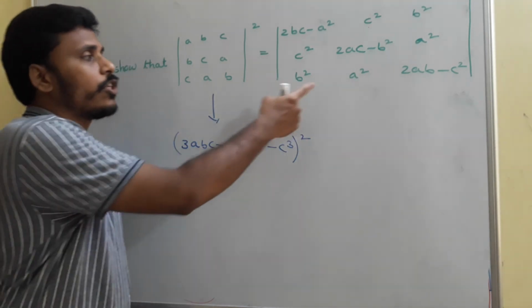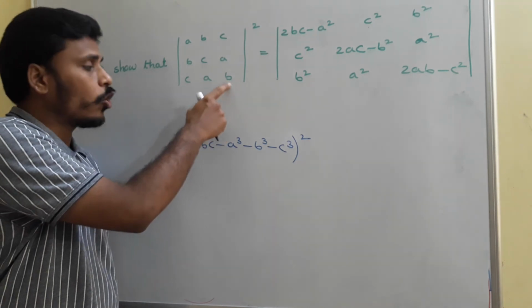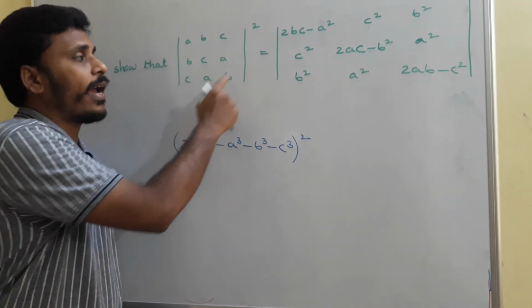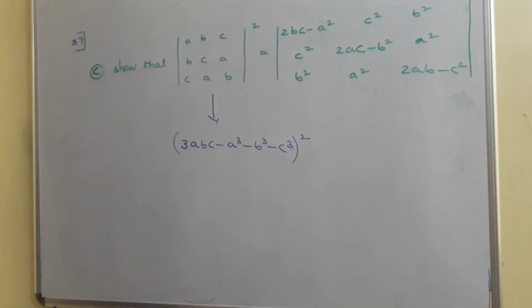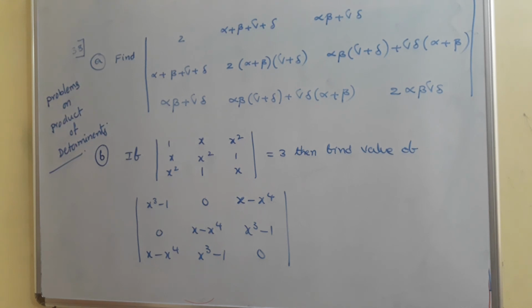Is it right? These two are equal, and already we know that these two are equal, and at the end these three are equal. Just have a look, and then I will give you another problem related to determinants. Just look at the board.